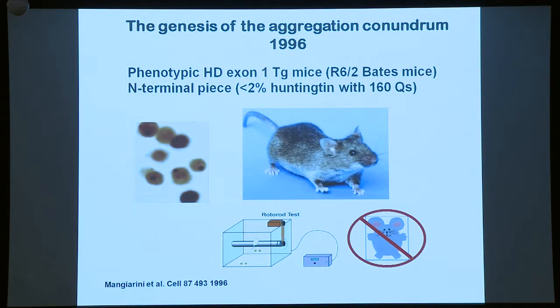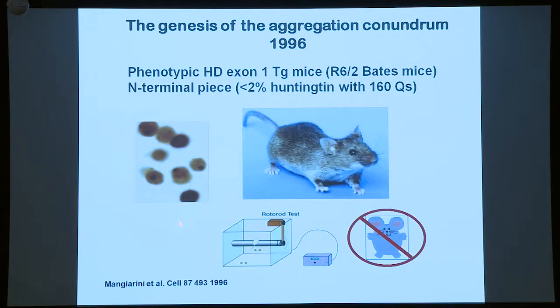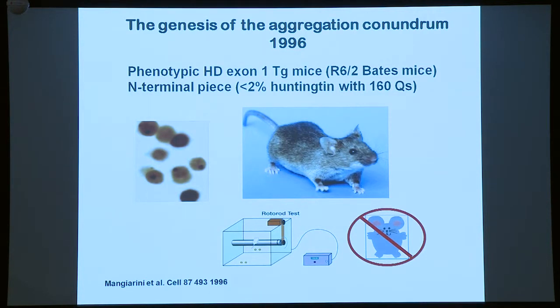There were other mice that were generated at the same time in the same experiment that were not nearly as severe, but this one was particularly severe, and therefore this is the one that people homed in on to work on. And they did two things.